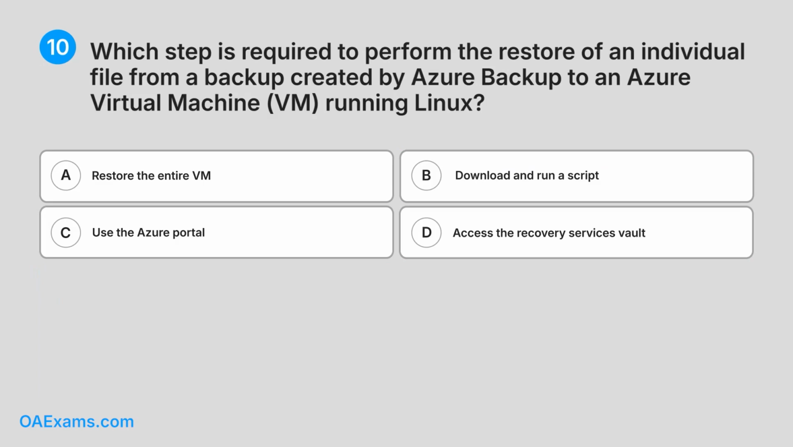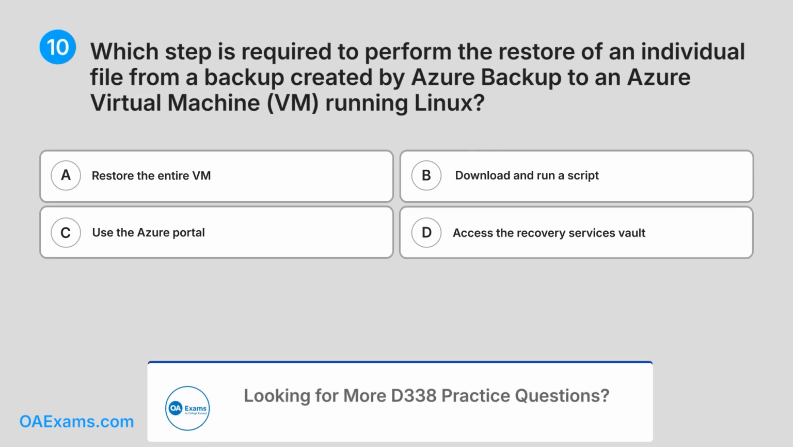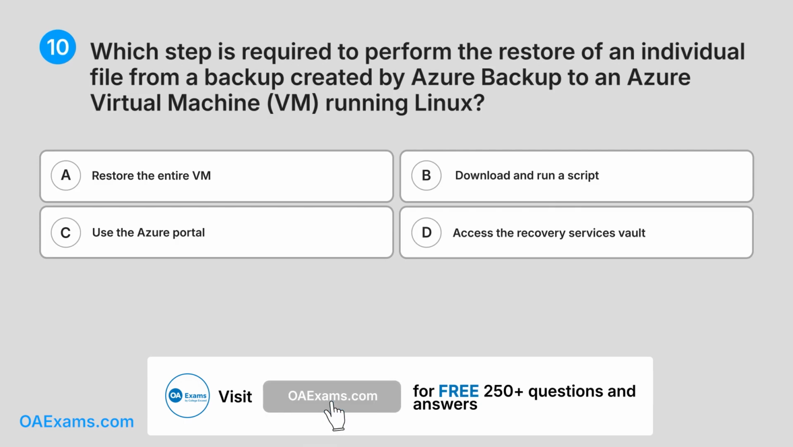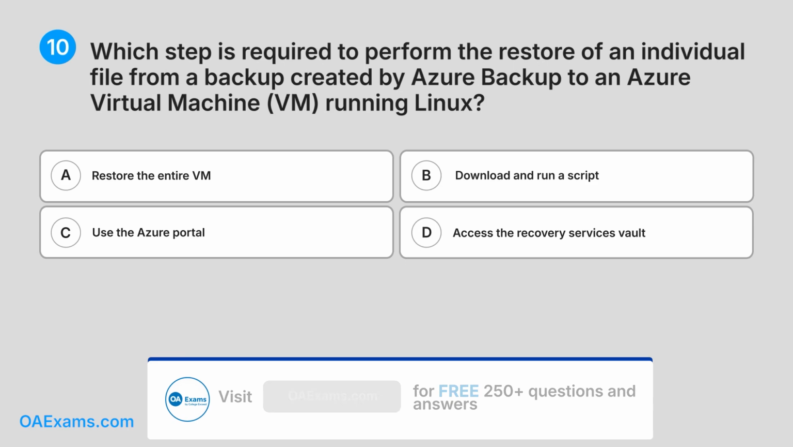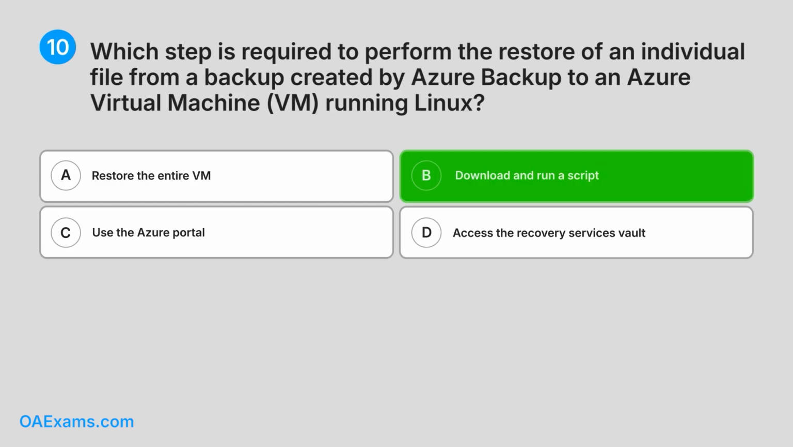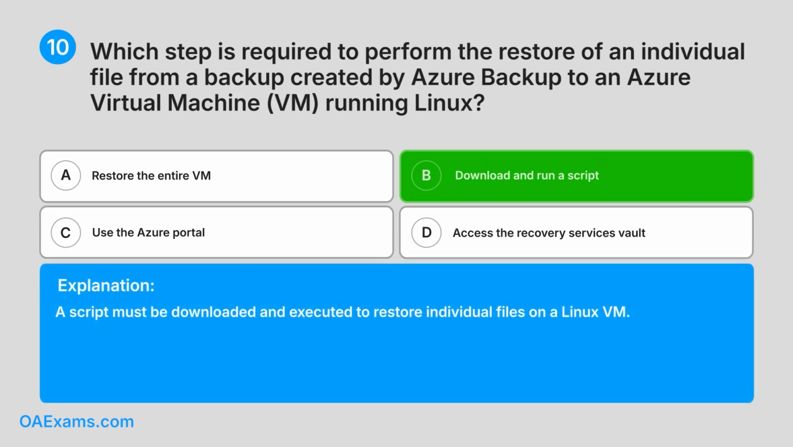10. Which step is required to perform the restore of an individual file from a backup created by Azure Backup to an Azure Virtual Machine (VM) running Linux? A. Restore the entire VM. B. Download and run a script. C. Use the Azure portal. D. Access the Recovery Services Vault. Do you know the answer? Correct answer: B. Download and run a script. Explanation: A script must be downloaded and executed to restore individual files on a Linux VM.